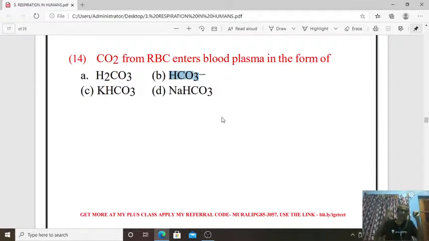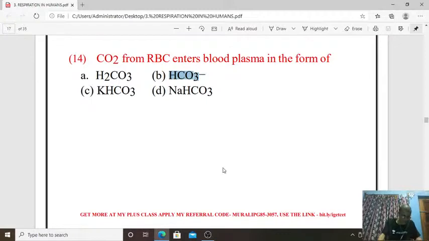So RBC is going to carry that carbon dioxide, and later it is going to form H2CO3. That H2CO3, the acid form, is dissociated into HCO3 minus and H plus. H plus combines with Hb to form hemoglobinic acid, and this HCO3 minus ion will move out of the RBC and enter the plasma. Later plasma will carry that to the respective site where it is dissociated into carbon dioxide. So that is the process observed in carbon dioxide transport. So answer is HCO3 minus.